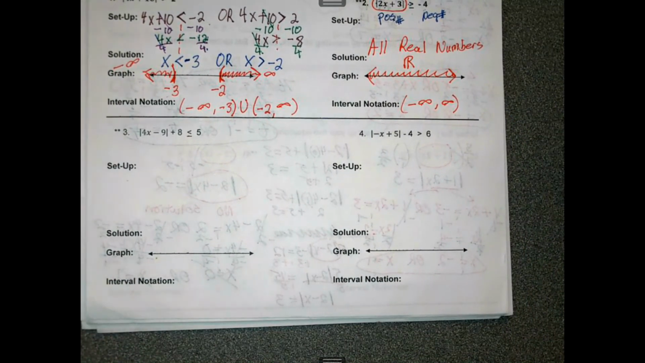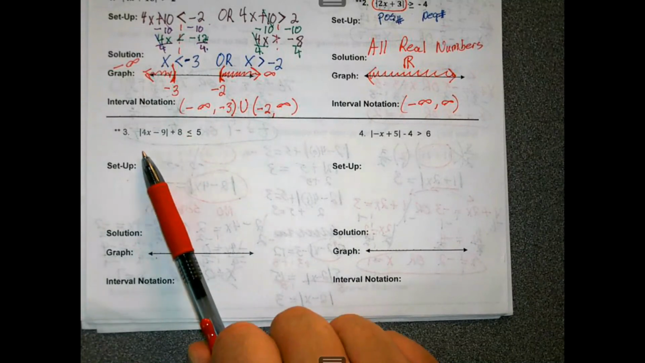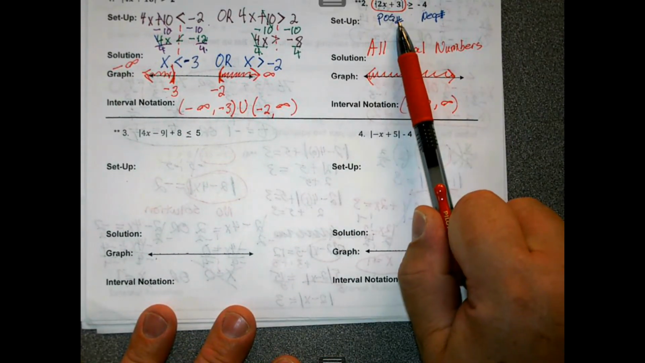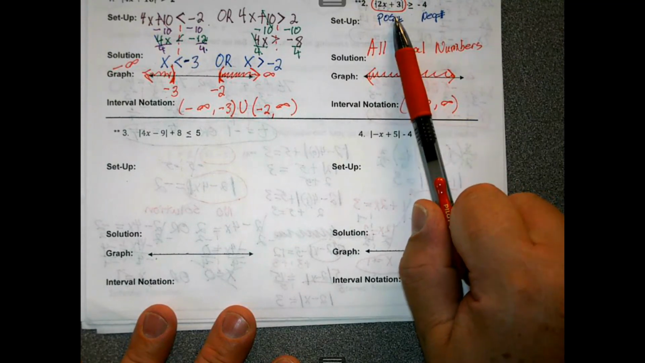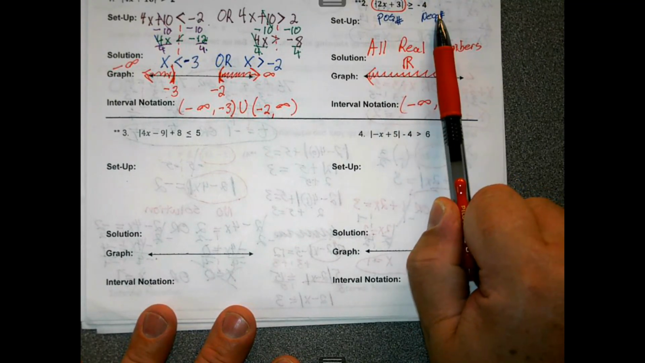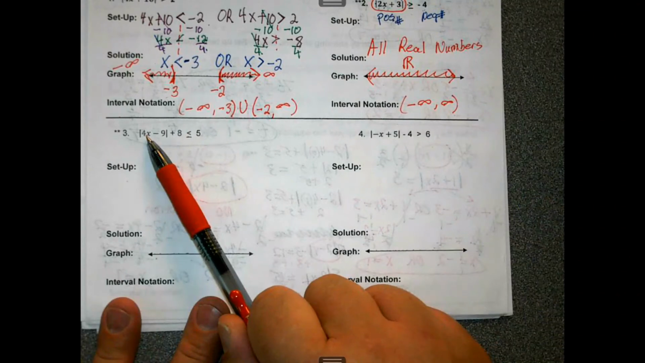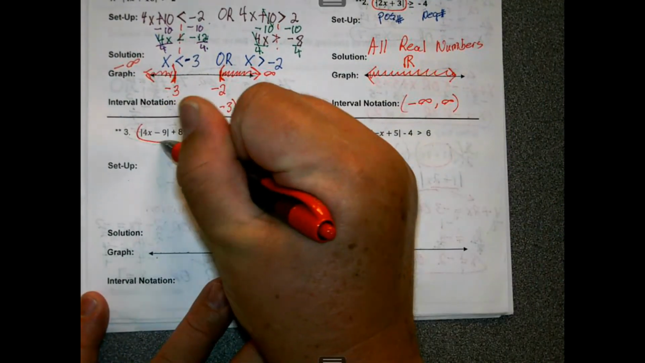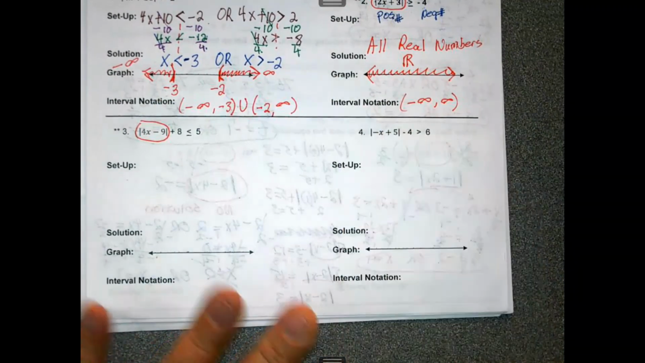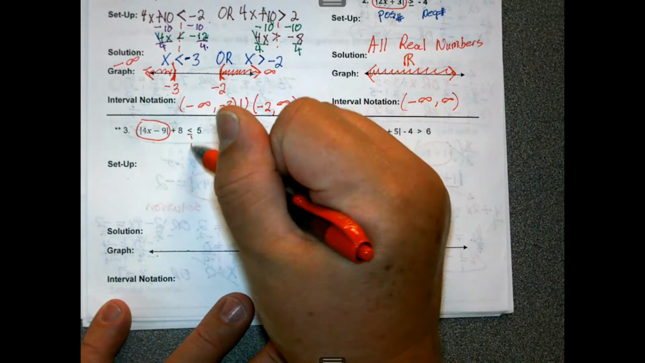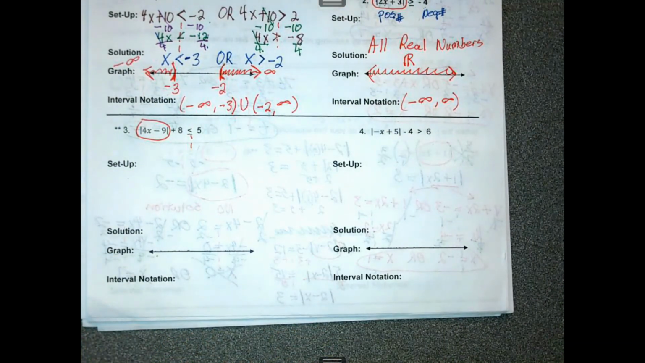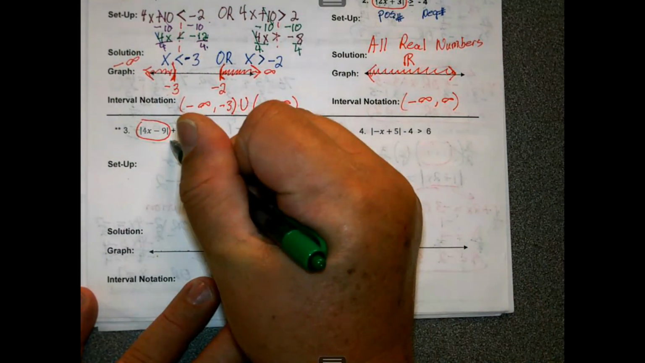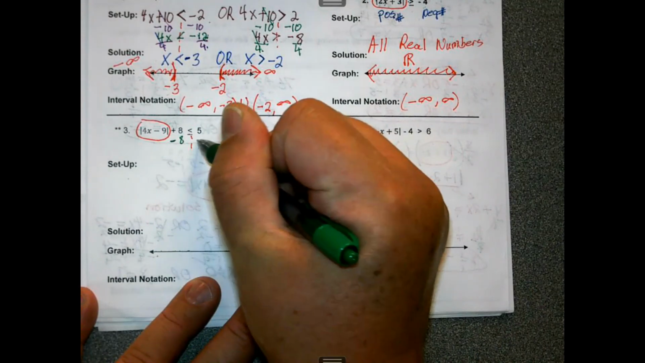Okay, so let's look at number 3. We know this one's all real numbers because we get a positive number, and all positive numbers are greater than negative numbers. Let's take a look at number 3. Well, the first thing I have to do is isolate the absolute value bars, right? So I have to undo a +8. So I'm going to go ahead and subtract that 8 from both sides.